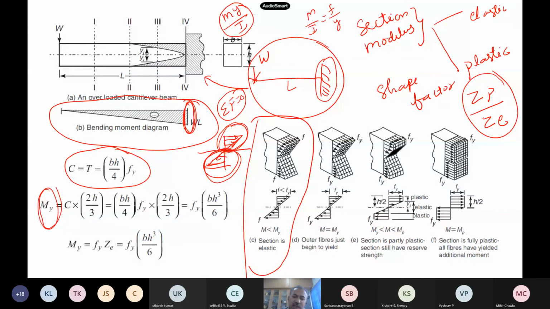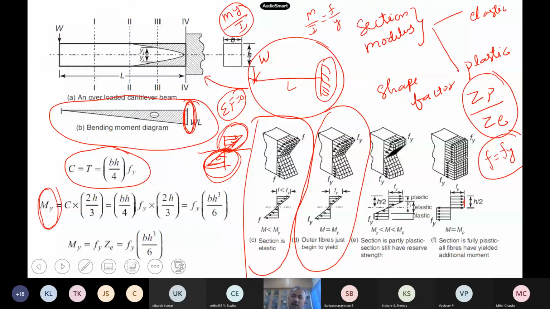Now once F equals Fy, yielding starts. Because the stresses are very high, the top fiber and the bottom fiber start yielding. As you keep on increasing the load, this yielding propagates and the stresses redistribute among themselves. This whole fiber plastification happens, and it goes something like this. After some point, all the fibers would have plastified, the whole beam will plastify, so the whole section is plastified.